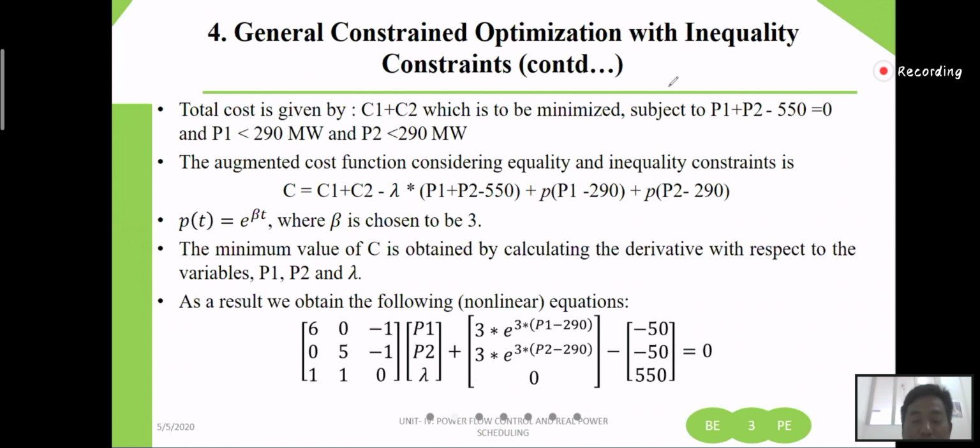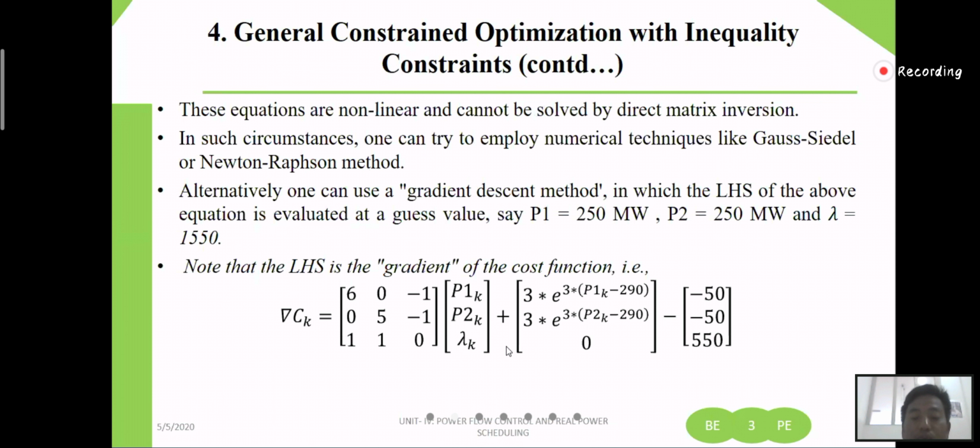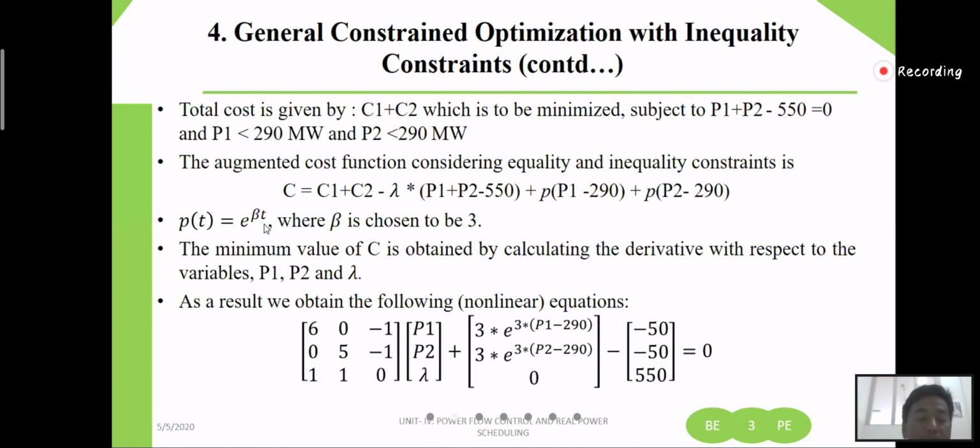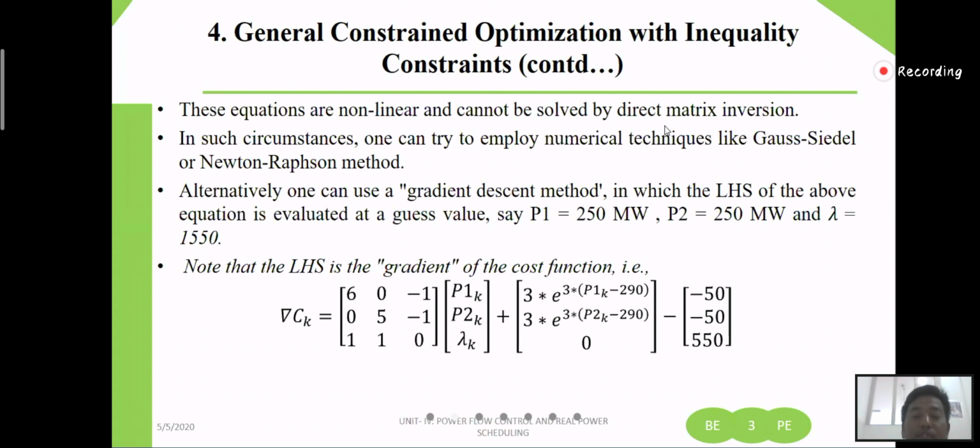So how to solve this? You might have learned it in power system stability analysis. If you solve this, you have to get the solution, how much P1 and P2. Now this equation involves e to the power beta, and it will not be linear. So it will be non-linear and cannot be solved by direct matrix inversion. In the equality constraint case we did direct matrix inversion, but here you cannot.